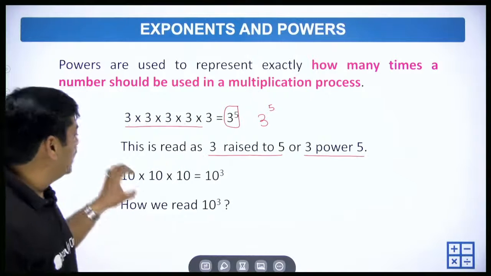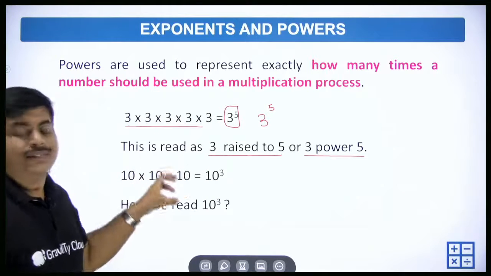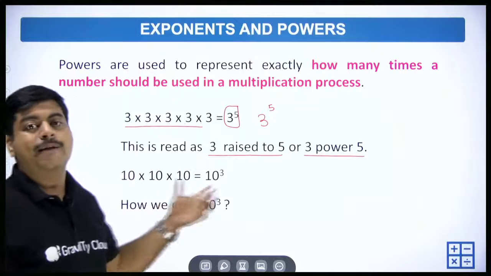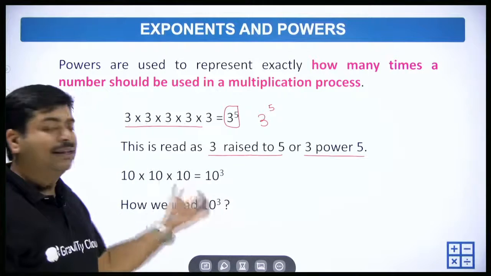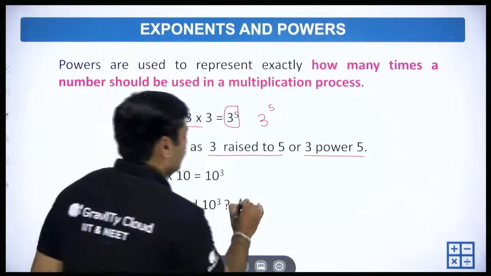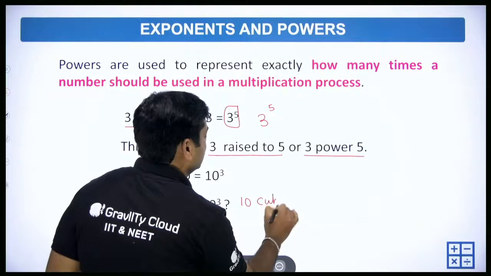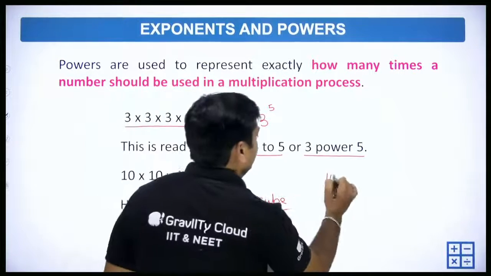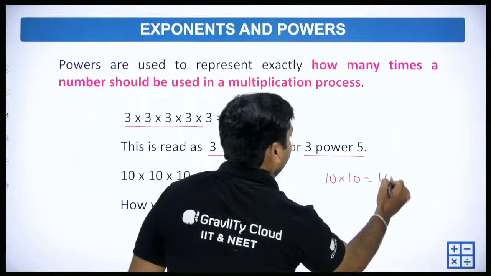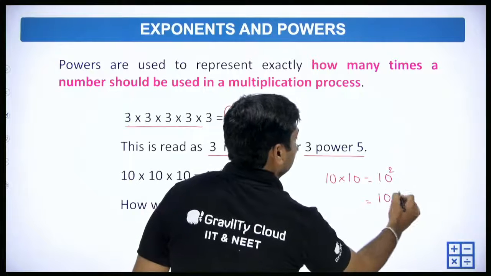Okay. 10 into 10 into 10. So we use 10 three times. We are multiplying 10 three times, so 10 cube. How do we read this? 10 cube. So 10 power 3, we read it as 10 cube. 10 into 10, we write that as 10 power 2, which we read as 10 square.